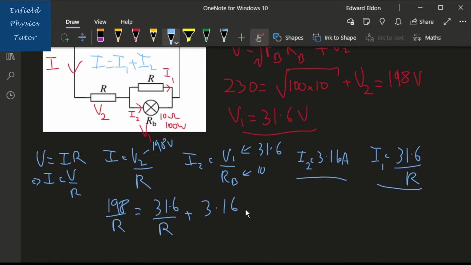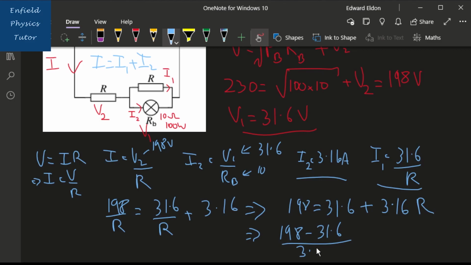If we multiply through by R, we get that 198 equals 31.6 plus 3.16 times R. Now it's just a question of gathering together the numbers, a small bit of algebra, and we get 198 subtract 31.6, all divided by 3.16, equals R, which implies that R equals 52.7.